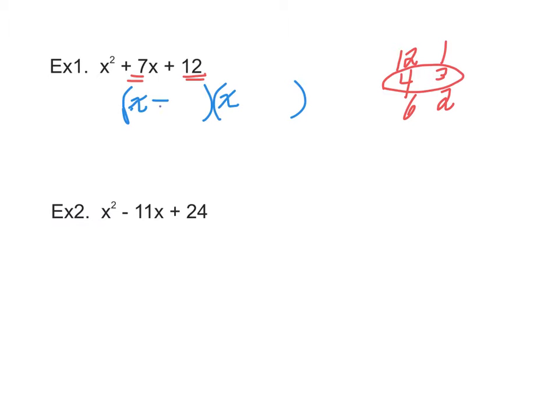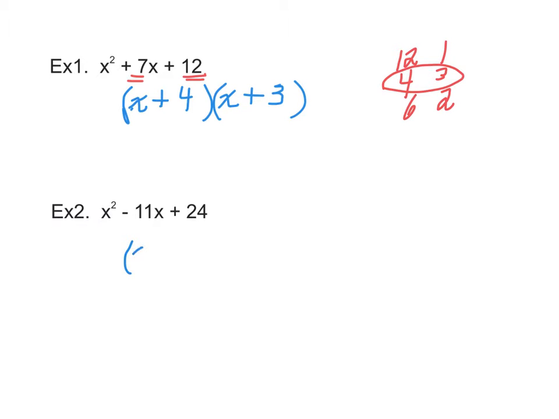That means it'll be x plus 4, x plus 3. The best part about factoring is if you're not sure you're right, you can always FOIL it to see if you come back to the original answer. Okay, look at the next one.